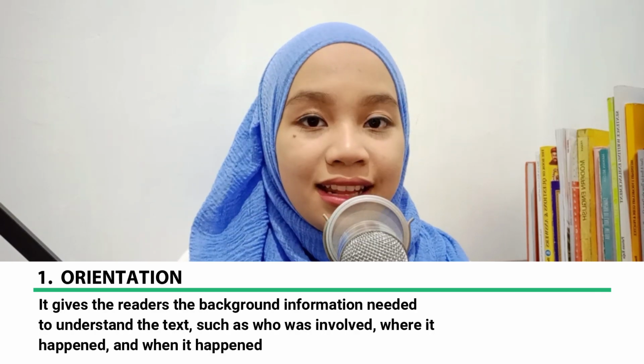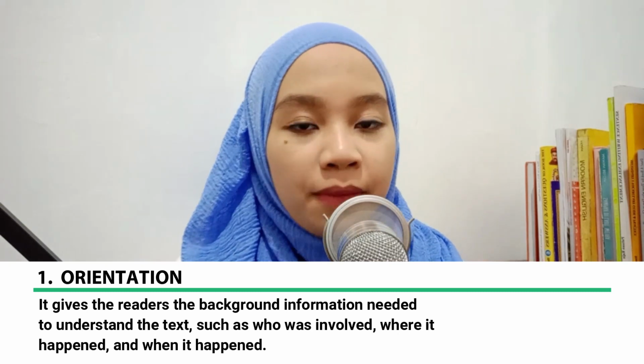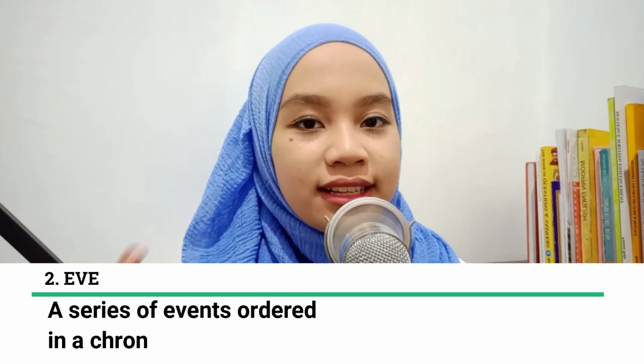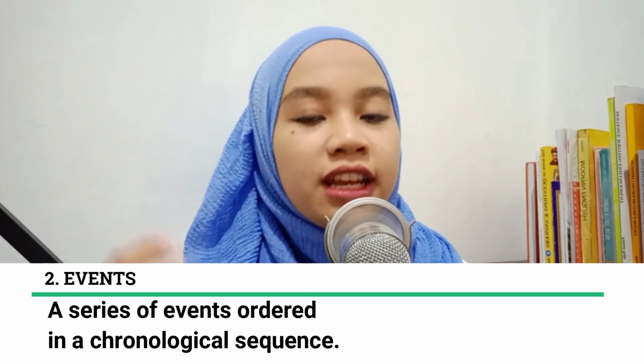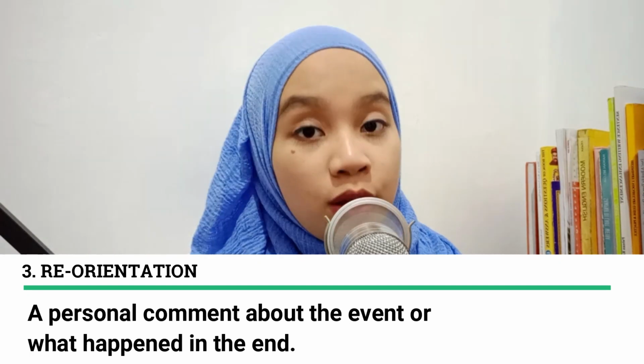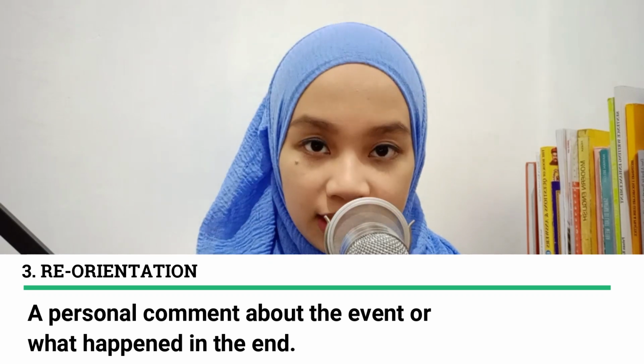Next, I'm going to explain to you the generic structure of a recount text. The first one is orientation. It gives the readers the background information needed to understand the text, such as who was involved, where it happened, and when it happened. The second one is events. So it is a series of events ordered in a chronological sequence. And the third one is reorientation. It is a personal comment about the event or what happened in the end.